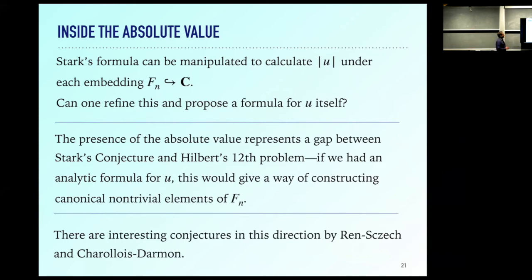And the reason that I find this such an important question is because the presence of the absolute value prevents you from saying you can really solve Hilbert's 12th problem using this conjecture, because if you had a formula for U, you could say, I've got this element that lives in this extension. And maybe you can show that all of these elements together generate all of the Fn's. But if you only have a formula for the absolute value, you can't really make that claim. So proving these conjectures of Charollois and Darmon or Ren and Sczech, I think, is a really fantastically important open problem.